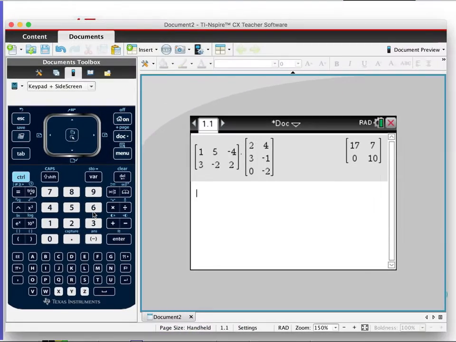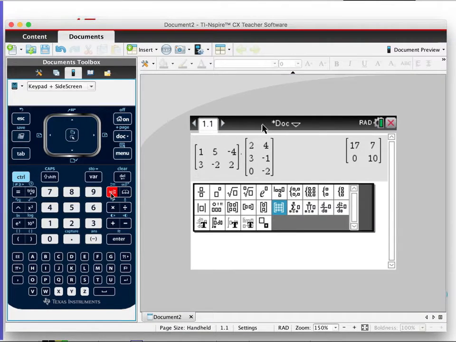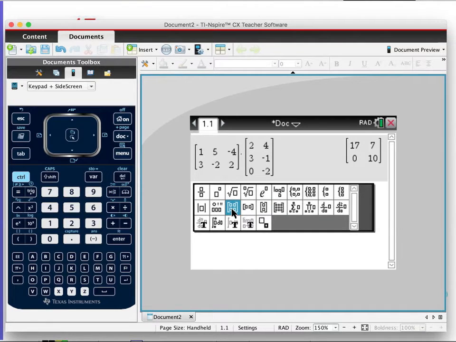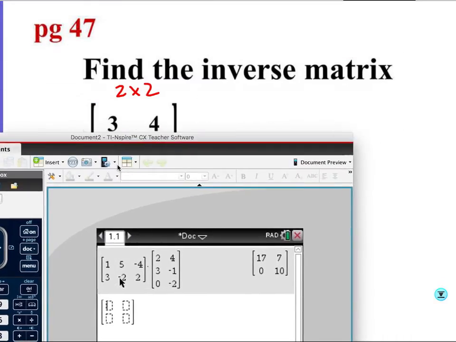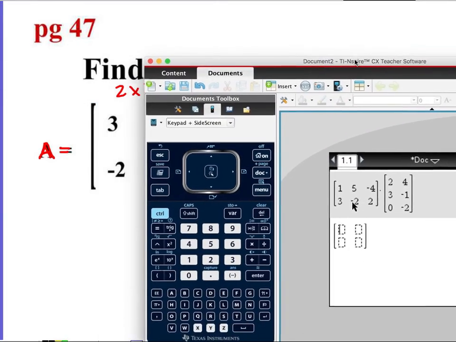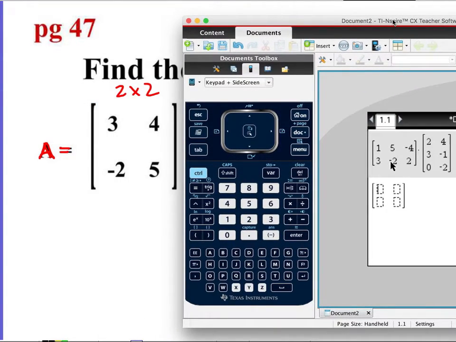So let's go to our calculator. Now, to input a 2 by 2 matrix, there's actually a shortcut. Instead of inputting the 2 rows by 2 columns, we can click on this 2 by 2 matrix symbol, and there we go. Right away we have that 2 by 2 matrix. So let's go ahead and input these values: 3, 4, -2, and 5.